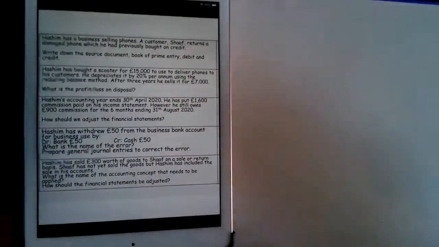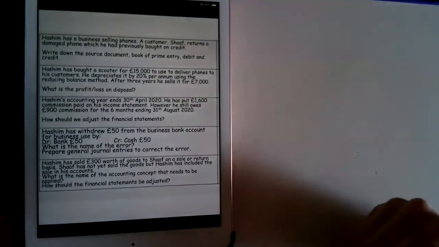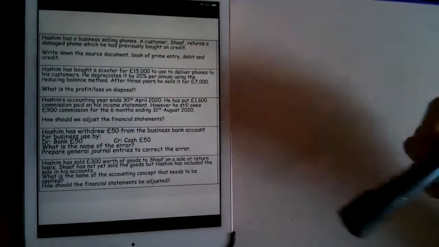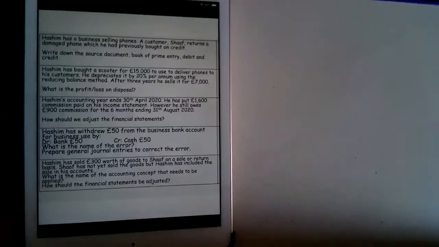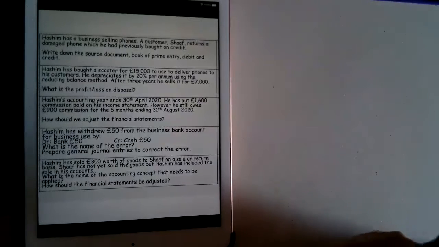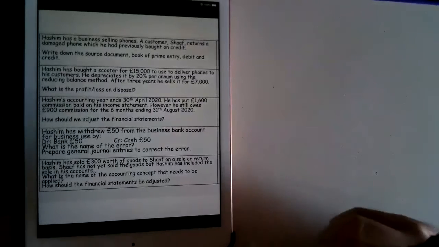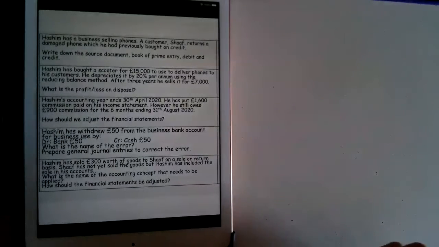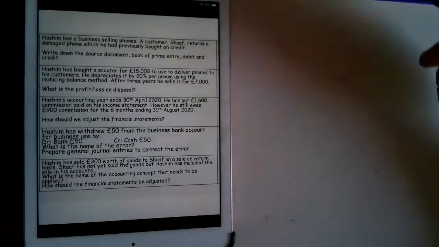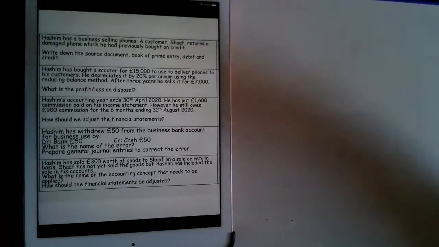Okay, second one, Hashim has bought a scooter for £15,000 to use to deliver his phones to his customers. So that means business use, not personal use. He depreciates it by 20% per annum using the reducing balance method. After 3 years, he sells it for £7,000. So the reducing balance method means that we need to do 20% each year. It's not the same 20%, it's the new 20%.